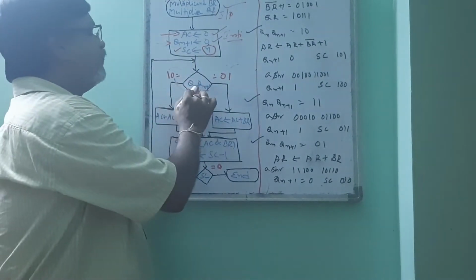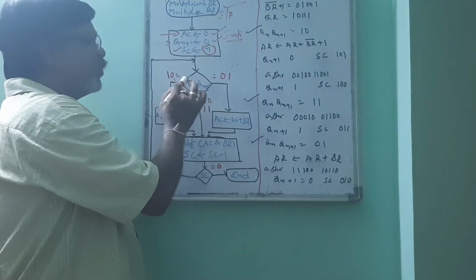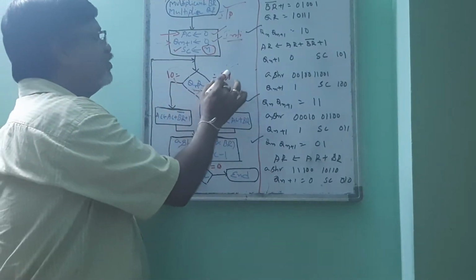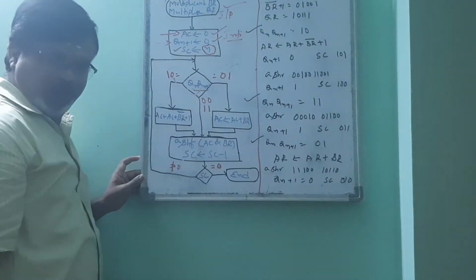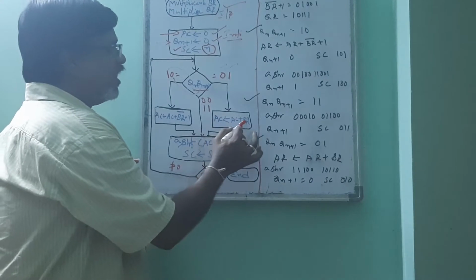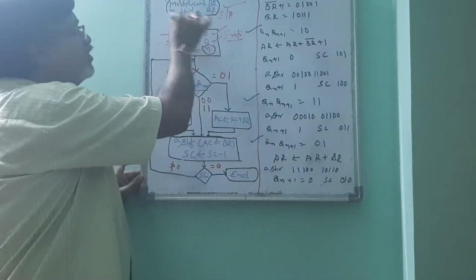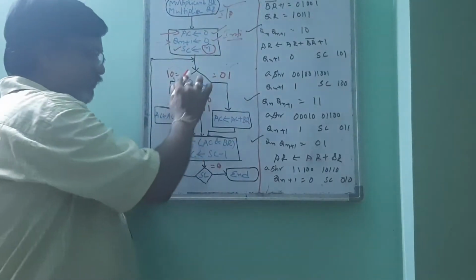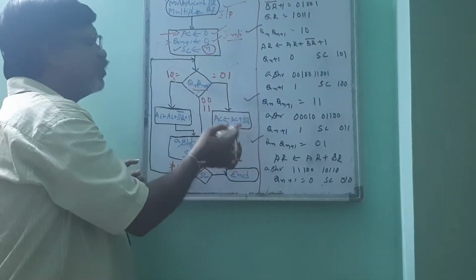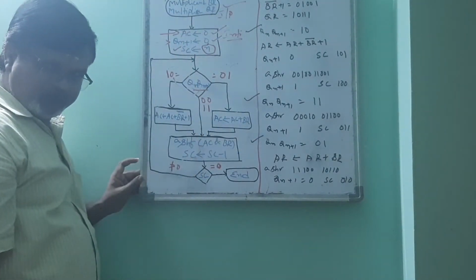See, if the value of Qn and Qn plus 1 is 0, 1, then simply we are adding the accumulator with the value of BR. What is there initially in the accumulator? 0. So if you assume this is the first time this process is happening, then with the 0, the BR value will be added as it is.